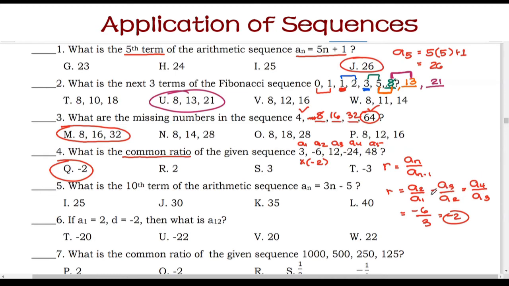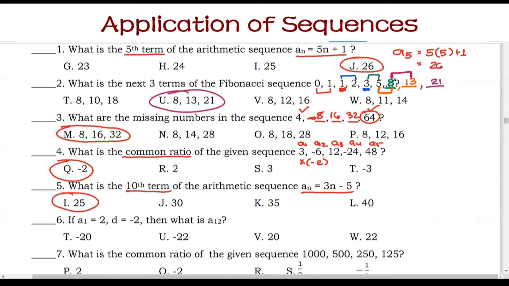Alright? For number 5, okay, we're looking for the 10th term. So this looks like question number 1, because there is only a given formula. Yeah? So we just replace n by 10. Okay, so we will have 3 times 10 minus 5. Okay, if we simplify, what do we get? What is 3 times 10? 30. Minus 5, we get 25. Okay, so this is the answer.